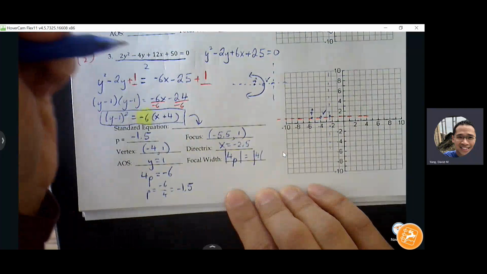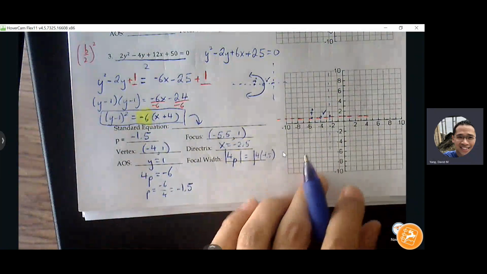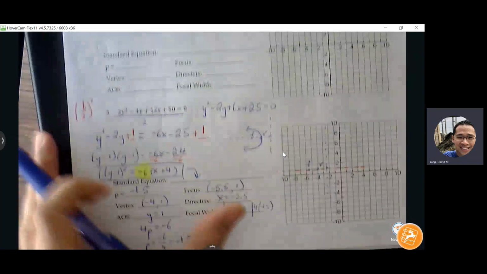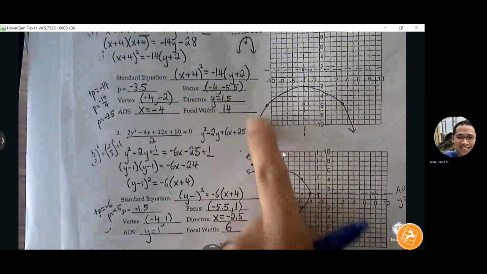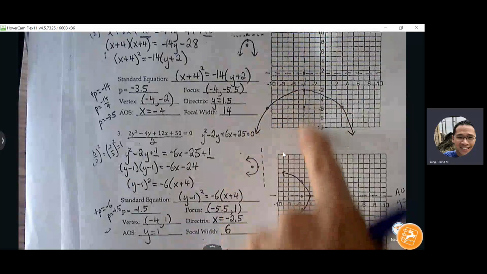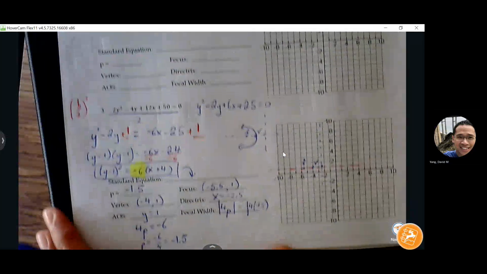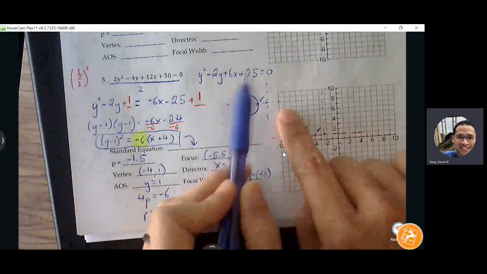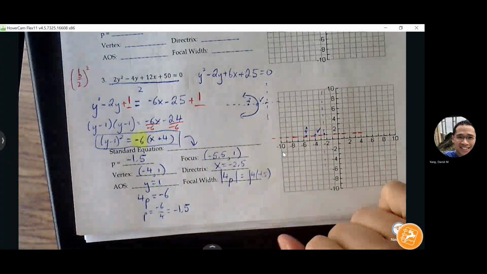Is AOS always going to be y, or does it change? It depends. Your axis of symmetry, let's say I had a vertical parabola, then my axis of symmetry is going to be x equals. But if my parabola is opening to the left or right, then my axis of symmetry is going to be horizontal.